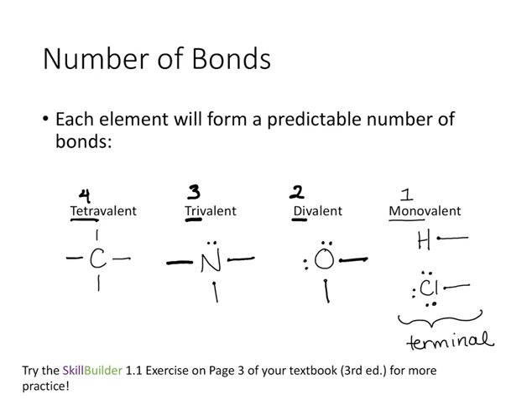Carbon, nitrogen, and oxygen can exist in the middle of a molecule, but more often you'll see carbon and nitrogen in the middle versus oxygen. Now, if you want more practice drawing Lewis structures and predicting which atoms go in the middle and which are on the edges, I recommend trying the Skill Builder 1.1 exercise on page 3 of your textbook. That is in the 3rd edition. It might be on a different page in the 2nd edition.